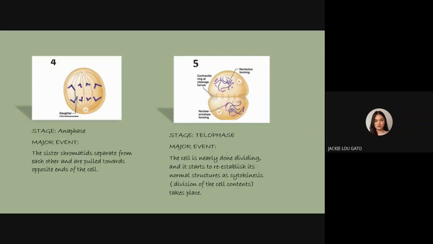And for the last one, number 5, our answer is telophase. In telophase, the cell is nearly done dividing and it starts to re-establish its normal structure as cytokinesis, or the division of the cell contents, takes place. In this phase, the chromosomes begin to decondense and return to their stringy form. So that's all for the cell division. Next slide, please.